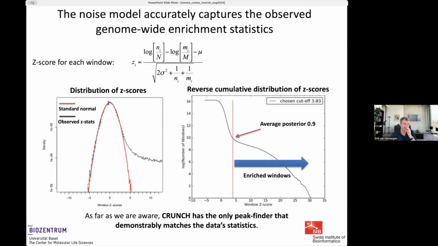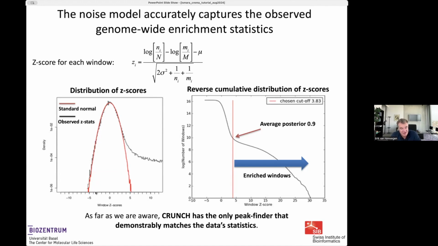The way we do that is we quantify this with a z-score, which is the log fold change in density minus this average log fold change mu, divided by the standard deviation for this window. That of course depends on the absolute counts for this window. If there were no enriched windows in the genome at all, then these z-scores should just follow a simple Gaussian distribution with mean 0 and variance 1. On a log scale, that would be a parabola. This is the red curve, a simple parabola. But the actual distribution we see is this black curve.